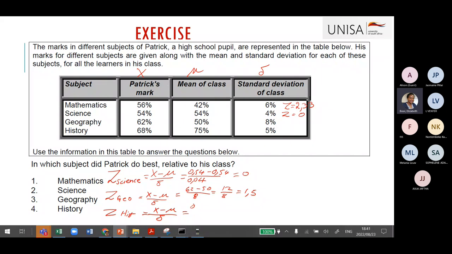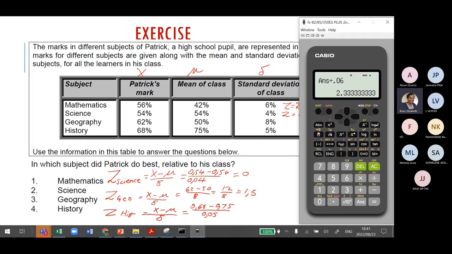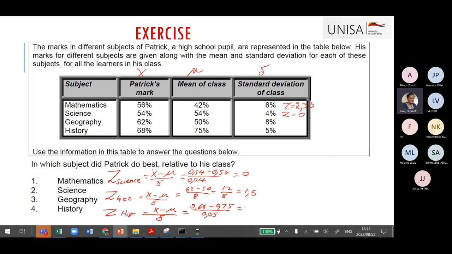Okay. History will be 0.68 minus 0.75 divided by 0.05. I'm just going to use my calculator. 0.68 minus 0.75 divided by 0.05 equals, and that is minus 1.4. So we do have all our z's.